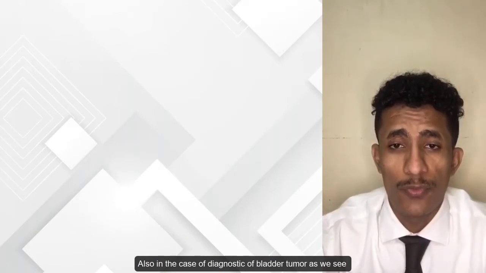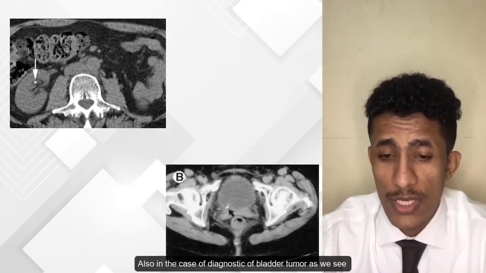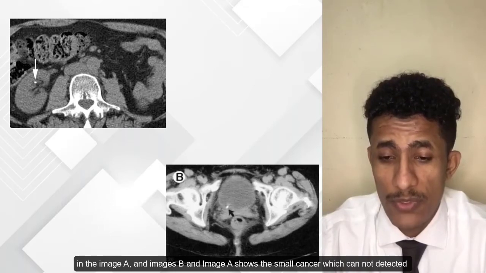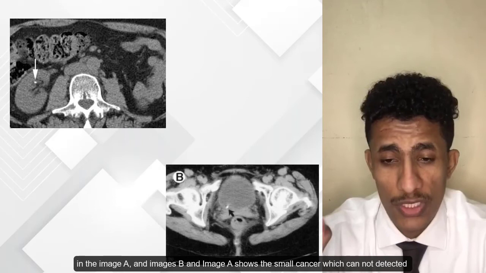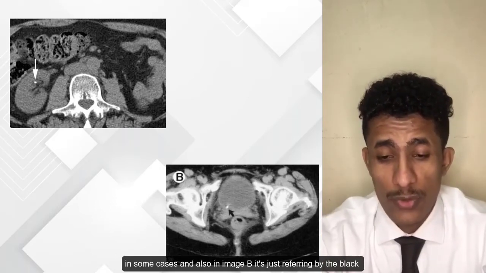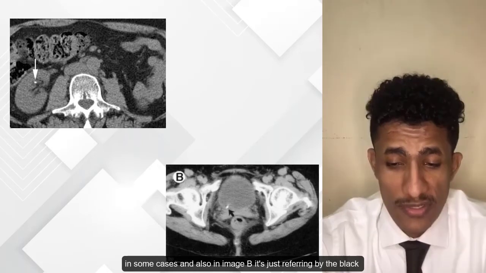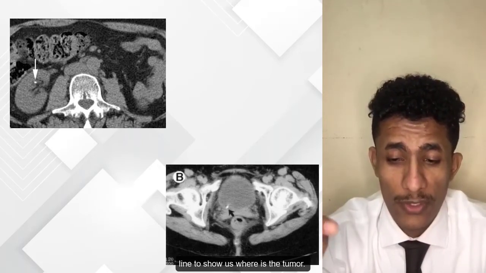Also in the case of bladder tumor, as we see in image A and image B, image A shows a small cancer which may not be detected in some cases, and also in image B, it is referred to by the black line to show us where the tumor is.